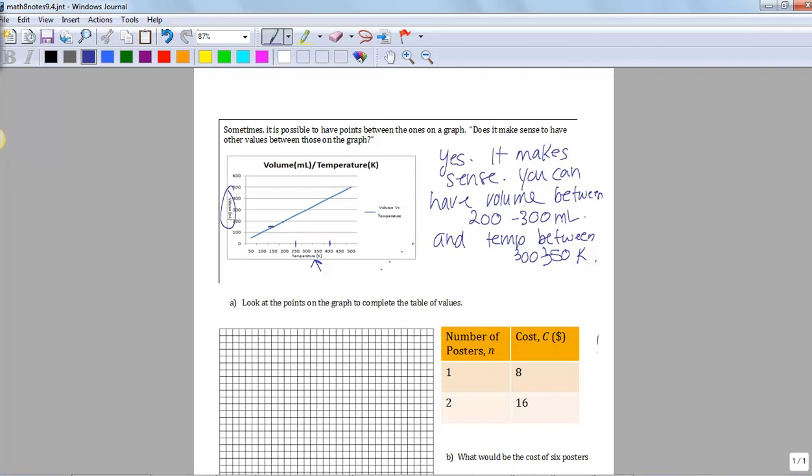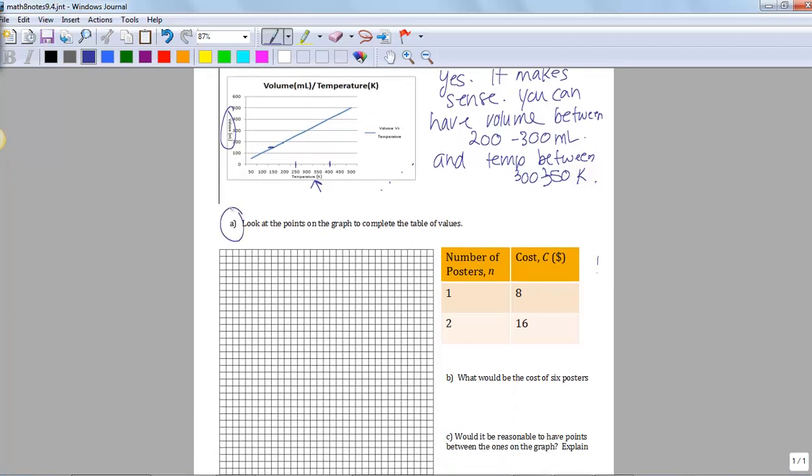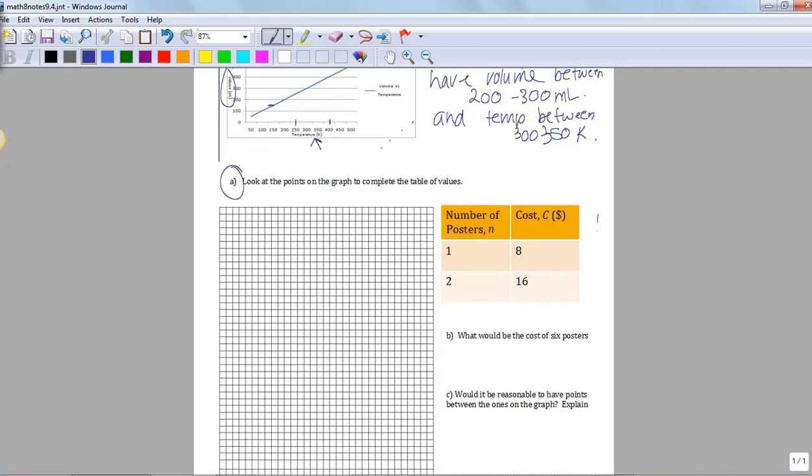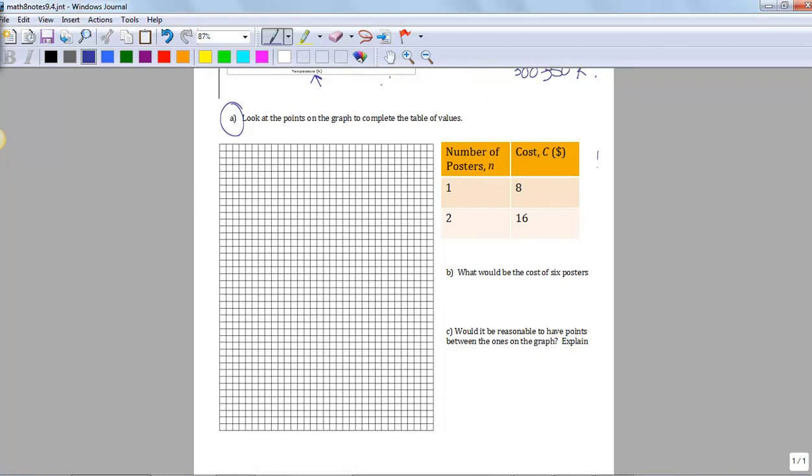Okay, so your homework is to do the question below. It says, look at the points on the graph to complete the following table of values. Now, you only have 2 data points. It's not very much at all. The question says, okay, based on this trend, how much would it cost for 6 posters? If 1 poster costs $8, 2 posters cost $16, how much would the 6 posters be?